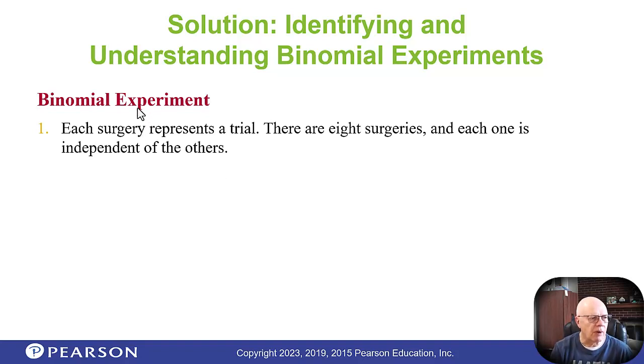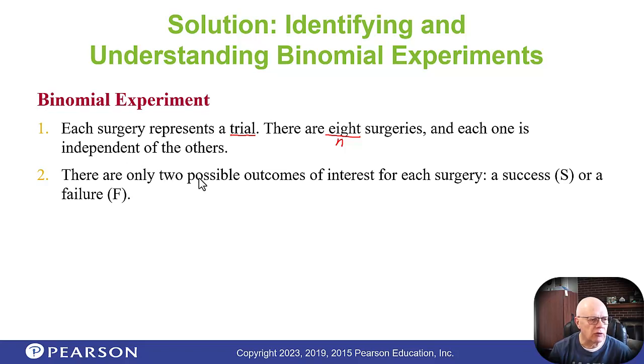So it's a binomial experiment because each surgery is like a trial or an experiment. Excuse using the word experiment, but it's just another way of saying the same thing really. 8 surgeries, that'd be n. Each one's independent, good. Only 2 possible outcomes, success or failure. Now this time, success and failure really are meaningful.